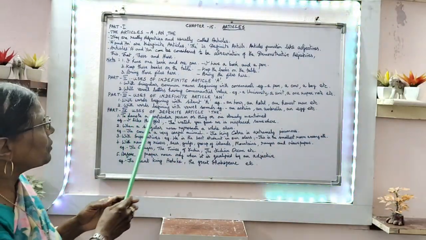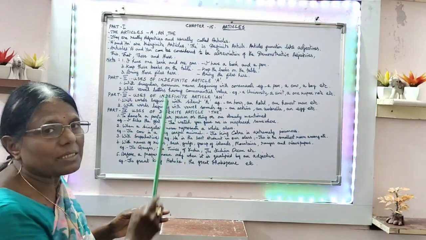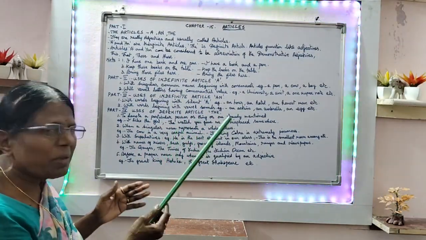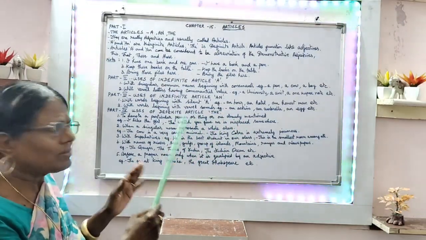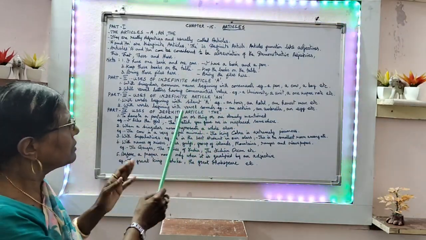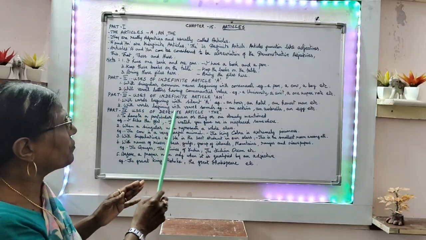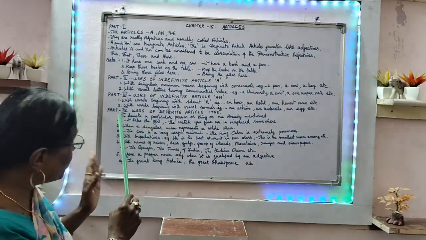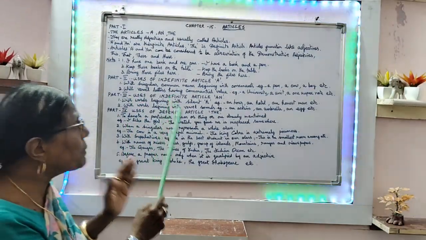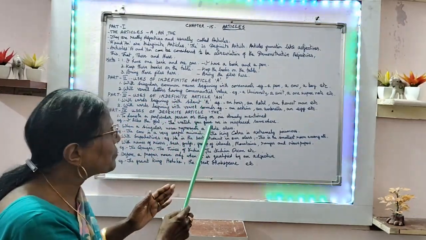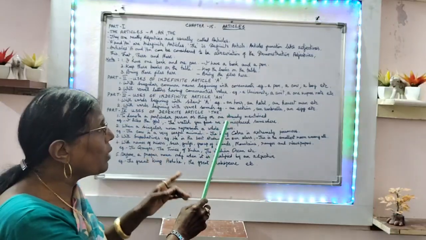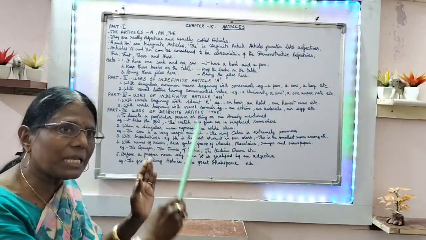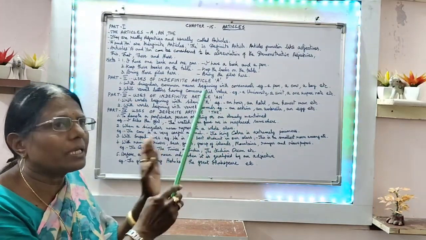Then part 4, uses of definite article, that is the. Some may pronounce it the, some thee, whatsoever. The uses of definite article the: to denote a particular person or thing or one already mentioned. If we have spoken about something and when we repeat, we use the word the again.